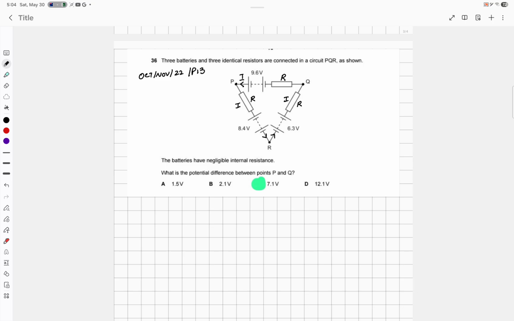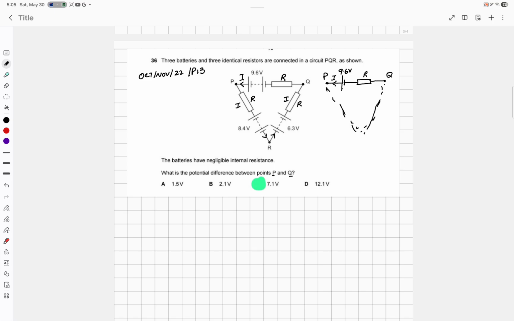Now I have to find out the potential difference between P and Q, so if I just separately draw it this way, I'm just drawing the end P and Q. This is 9.6 volt and this is R, right? And this is the current I. So what is available over here would be considered the PD between P and Q.